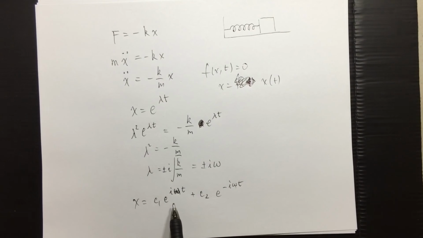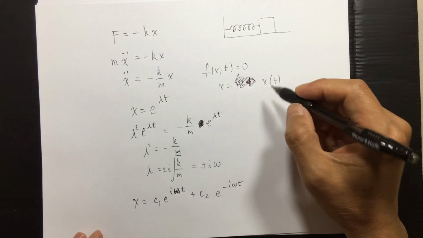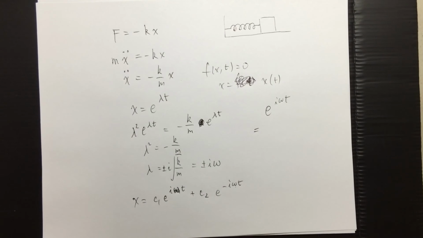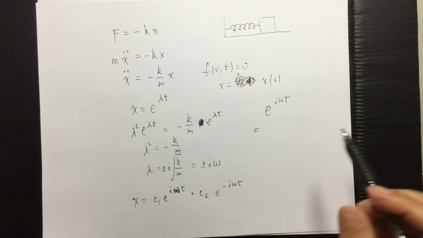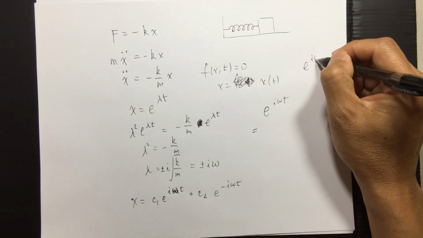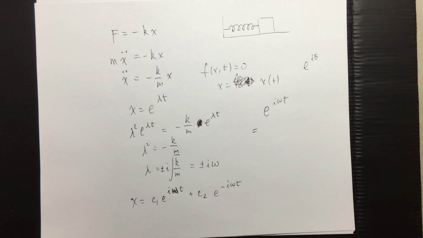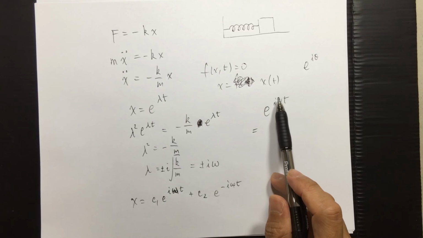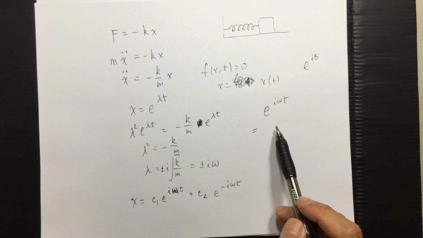You know what e to the i omega t is? It's e to the power i theta. This equals cosine theta plus i sine theta.